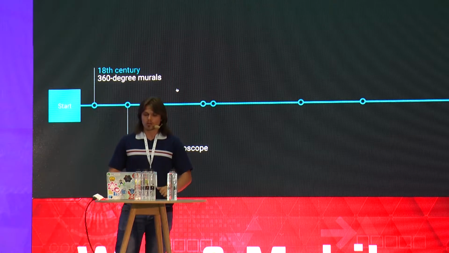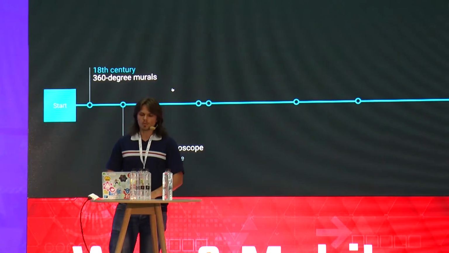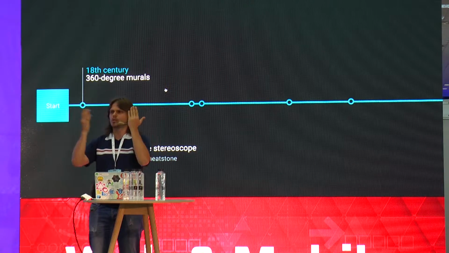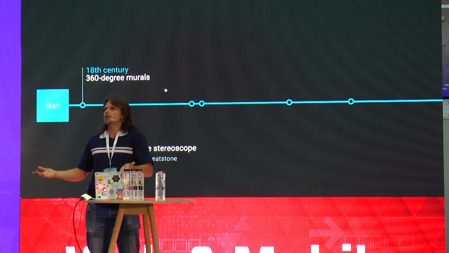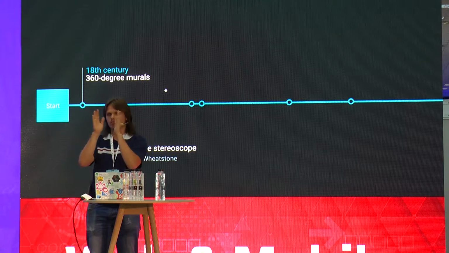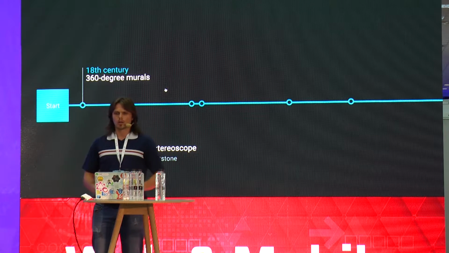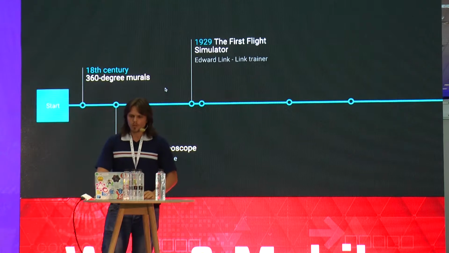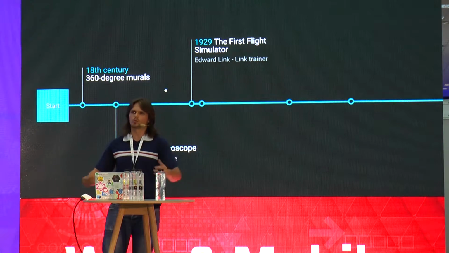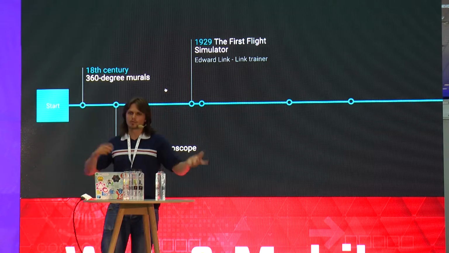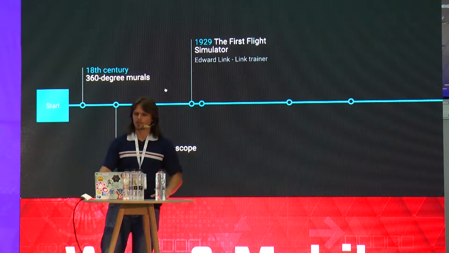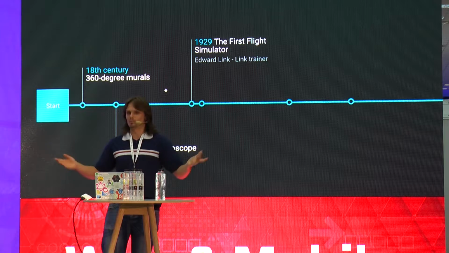Then in the 19th century, we had the stereoscope by Charles Wheatstone, which you can put near your face, and you see two separate images. And this is the basic principle of how virtual reality works. We have two different images with a change of perspective shown to our eyes. Then in 1929, we had the first flight simulator, a huge machine that flight pilots used to put on their heads to try to fly between pixels.